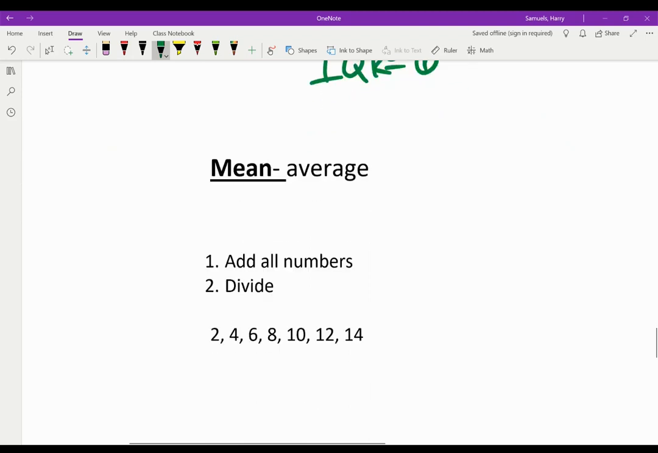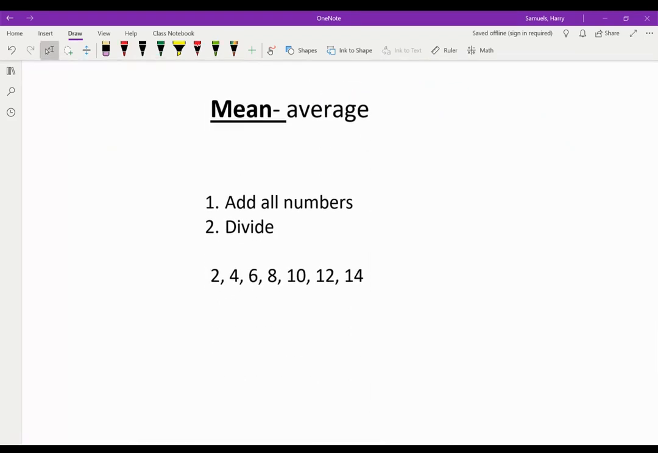Lastly, we're going to talk about mean in math. Now, no, I'm not talking about the type of mean that you are to your family and to your friends. I'm talking about mean in math, and what I mean by that is average. Mean means average in math.